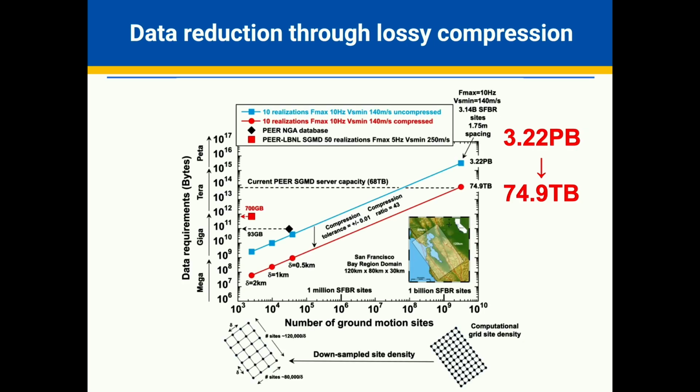And the same trend as previously. So for the 10 realizations of 10 Hz runs with a VS mean of 140 meters per second, the uncompressed data will be 3 petabytes, and if we compress it with a somewhat reasonable compression ratio, we can reduce it to about 74 terabytes, which is somewhat manageable.